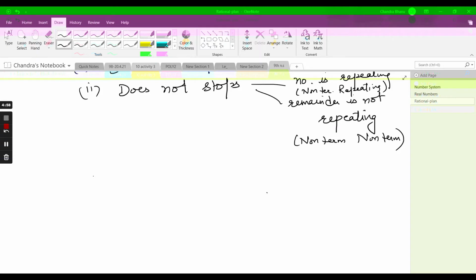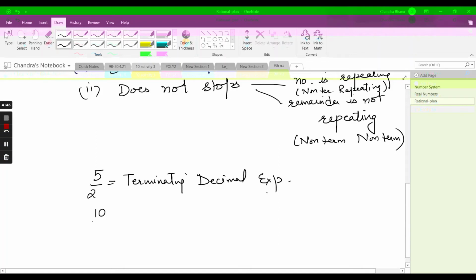So what do we observe? We observe that 5 by 2 was a terminating decimal expansion. And 10 by 3 was a non-terminating repeating decimal expansion.